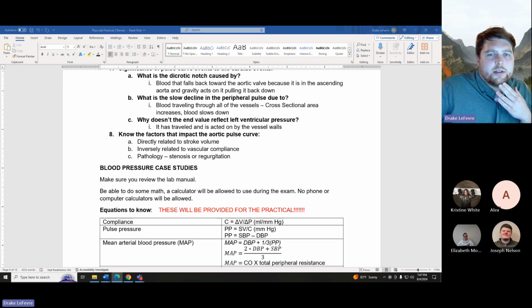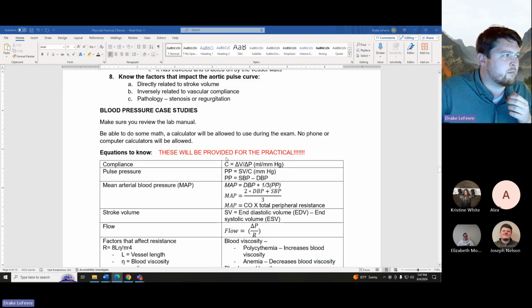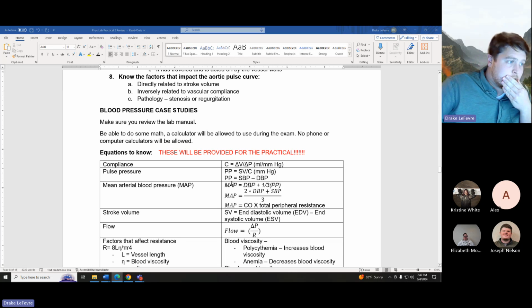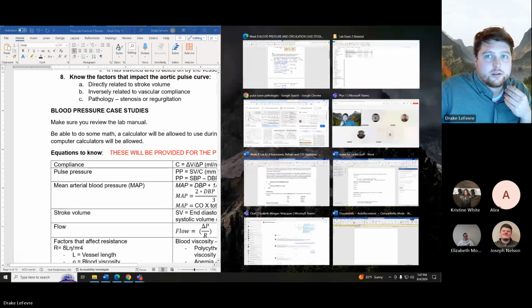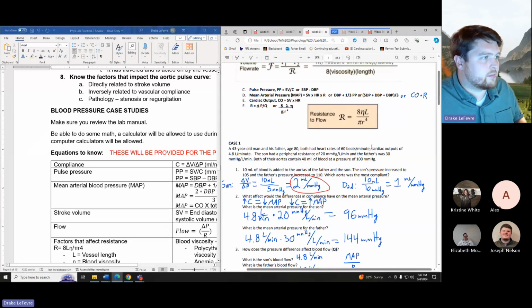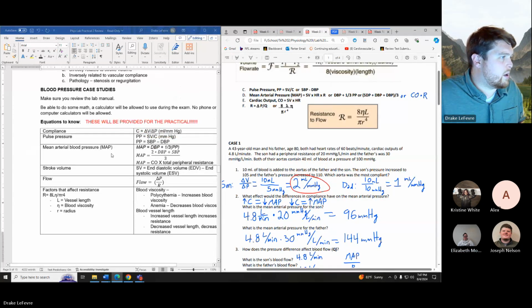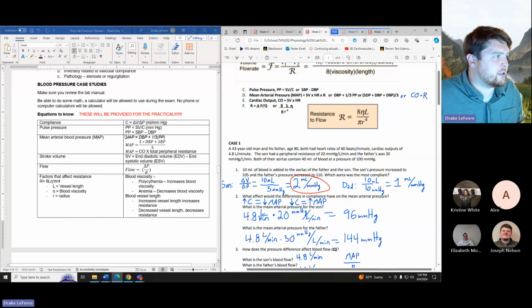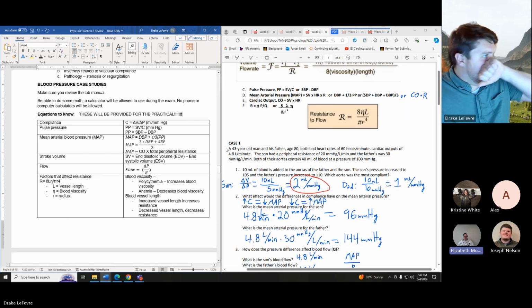Okay, do you want me to solve through each of them with you, or do you want me to just show you and walk through them? I prefer walk through them, I guess. Just walk through? Okay. So we have all of our big old equation sheets, and he said he'll give you the equations. Yeah, he said he would let us have them.